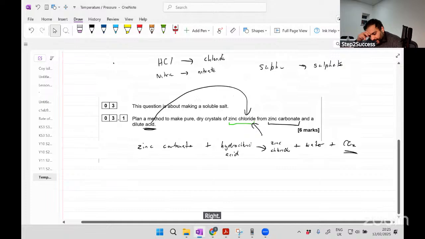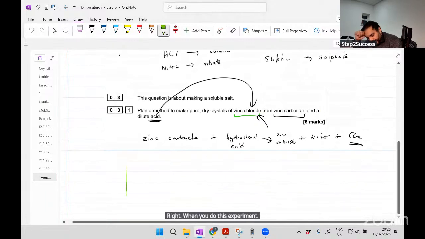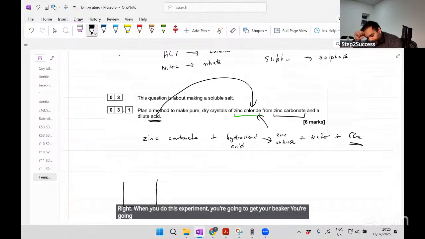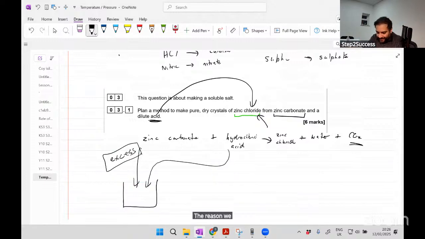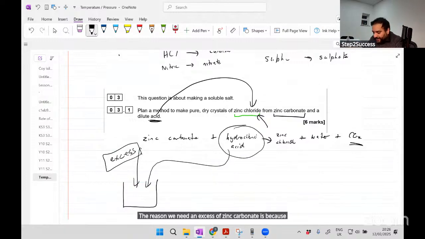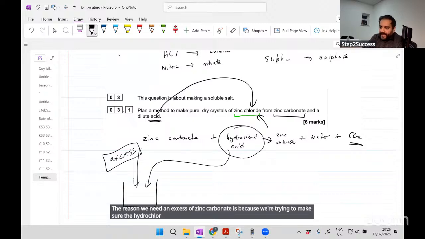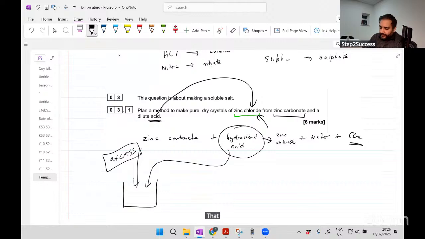Right. When you do this experiment, you're going to get your beaker. You're going to put some hydrochloric acid in it, and you're going to put your zinc carbonate in it. But you're going to put in an excess of zinc carbonate. You need to say that. The reason we need an excess of zinc carbonate is because we're trying to make sure that the hydrochloric acid fully reacts. You can make sure that one of the reactants finishes by making sure there's loads of the other reactant, because it means that that's the one that'll get left over.